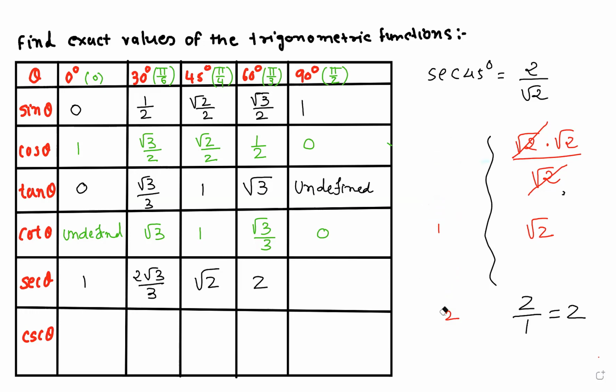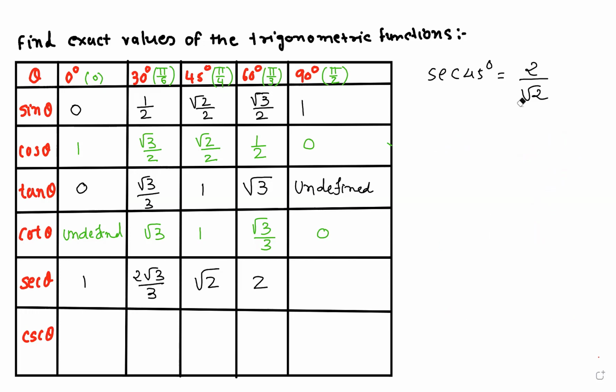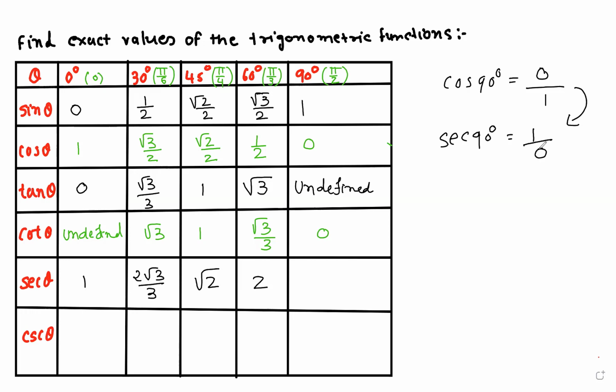Secant 90 degrees is the reciprocal of cosine 90 degrees. Now cosine 90 degrees is 0. 0 means 0 over 1. So if you want secant 90 degrees, you are going to flip this value. So you get 1 over 0, which is again undefined as we talked about earlier. So this value is undefined.